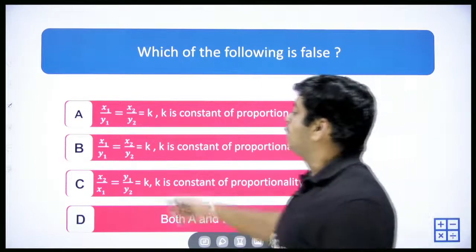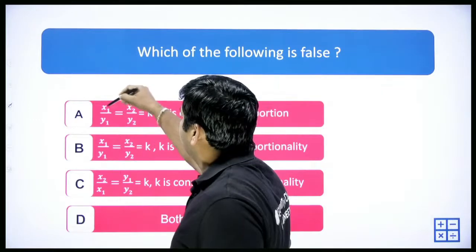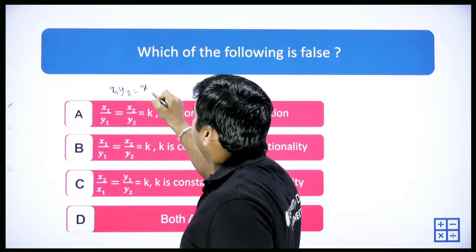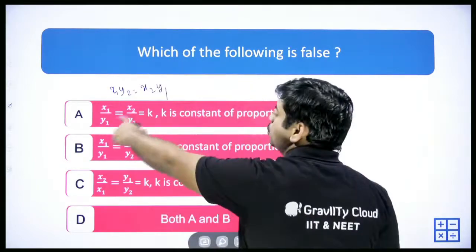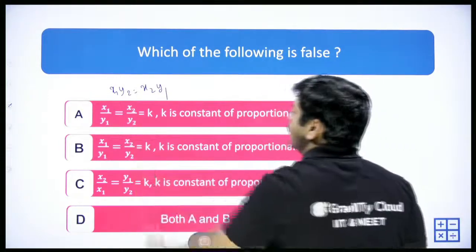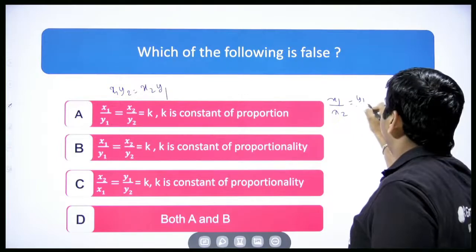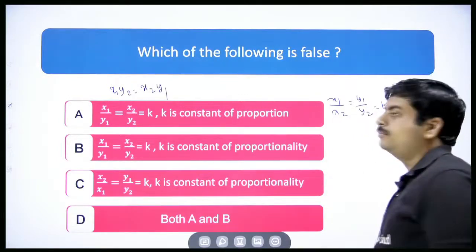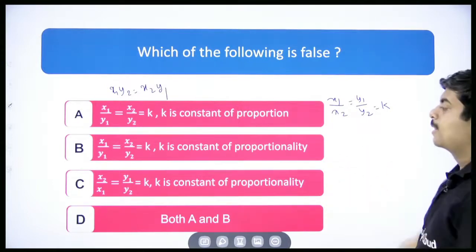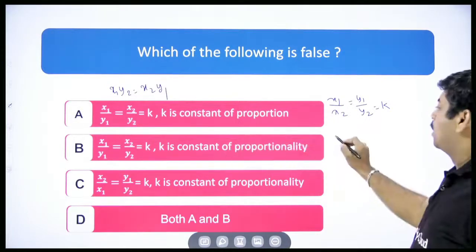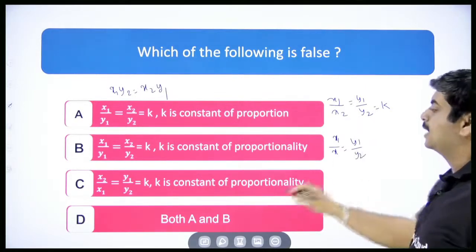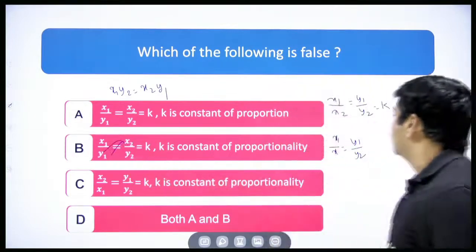So for the first one, when you cross multiply, x1 y2 is equal to x2 y1. Or if you want to bring this x2 here, we'll get x1 by x2 is equal to, sending y1 here, x1 by x2 is equal to y1 by y2 is equal to k. Okay. What about the next one? x1 by x2 is equal to y1 by y2. Again the same thing: x1 by x2 is equal to y1 by y2 is equal to k.